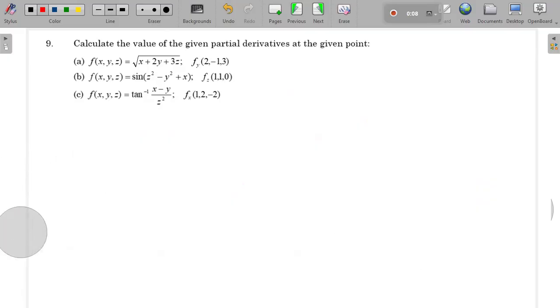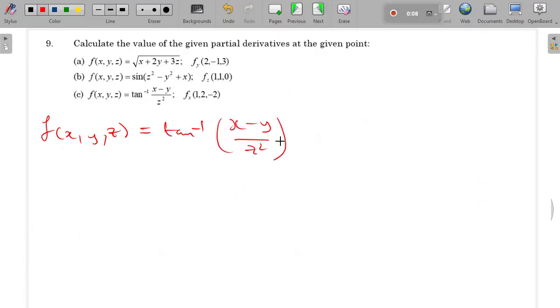Okay, what do I then have? For the next one, we have f of x, y, z equal to tan inverse of (x minus y) over z squared. Now they're telling us to find f sub x at the point (1, 2, negative 2).